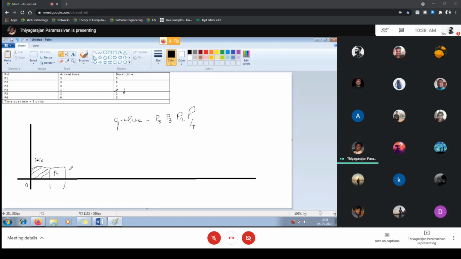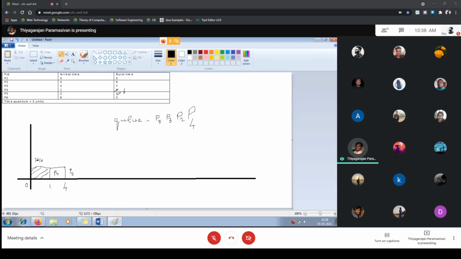Yeah. So now we will go with what is the next job in the queue. Please go to the queue. What do we have as the next job in the queue? P5. Exactly. So we will now take P5 from the queue and put it in the allocated CPU.